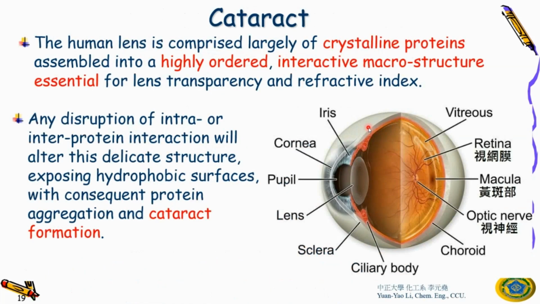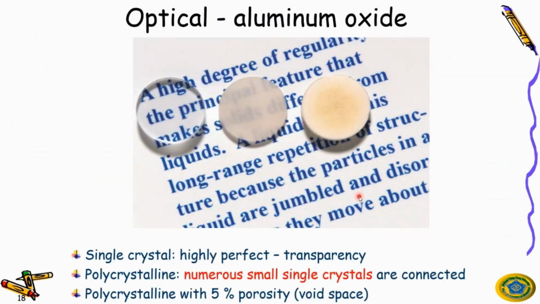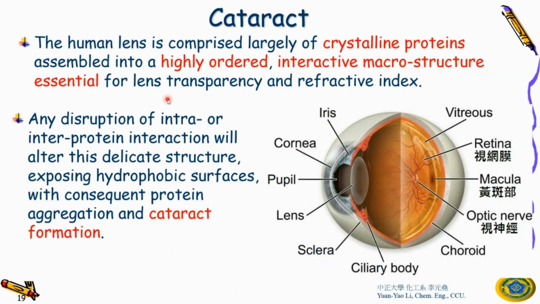You also have one such component in your body, in your eyes. This is called the lens. Okay. When this lens is like this, you see everything is wonderful. It's very clear. This is made of protein, crystalline protein. And when you have some damage to this lens, you see blur. You cannot see very well.